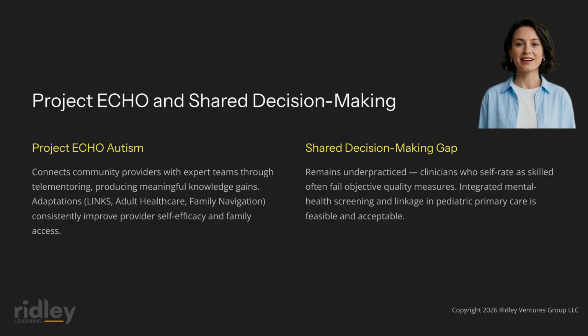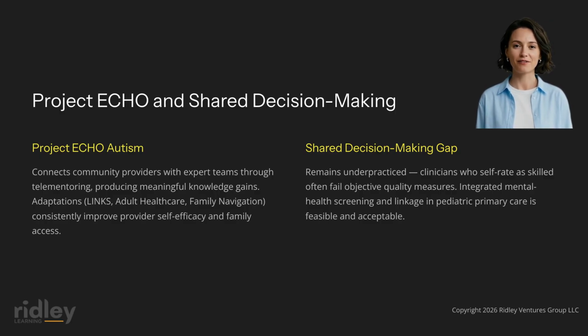to services. Stanek and colleagues' Attain model, co-created with caregivers and providers, demonstrated feasibility and acceptability for integrated mental health screening and linkage in pediatric primary care clinics. Shared decision-making, however, remains under-practiced in autism care. Multiple studies have documented that clinicians who rate their own effort as moderate or skilled nonetheless fail objective measures of shared decision-making quality, making this a priority area for implementation.